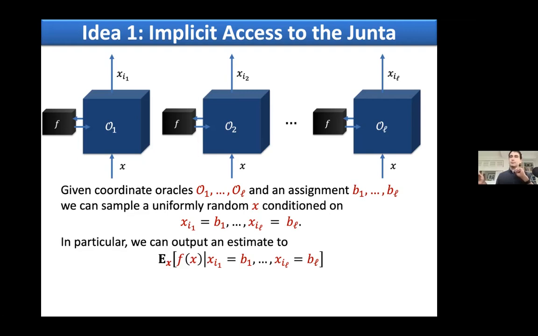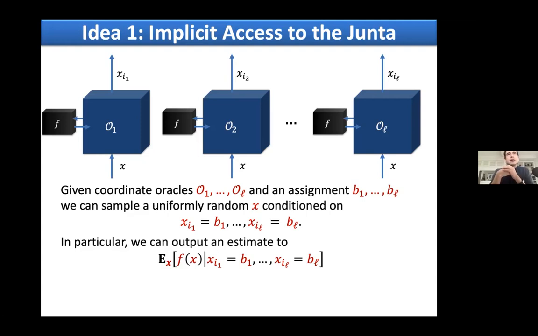A couple of questions. So the first thing is, the algorithm by DMN gives coordinate oracles, but it does not tell you exactly which coordinates they are. But it is able to give you that O_i is not equal to O_j for any i not equal to j. Yes.